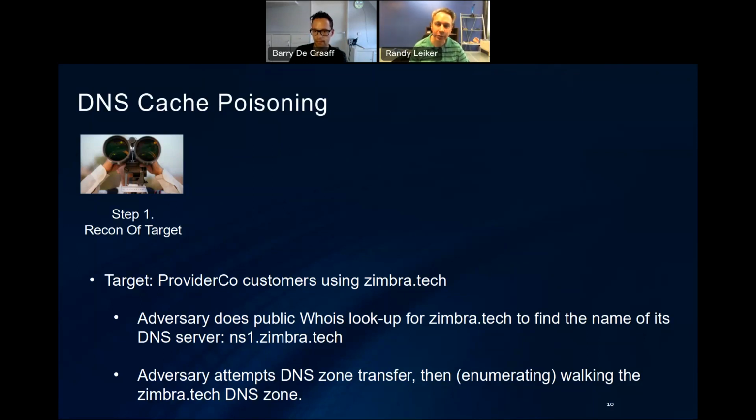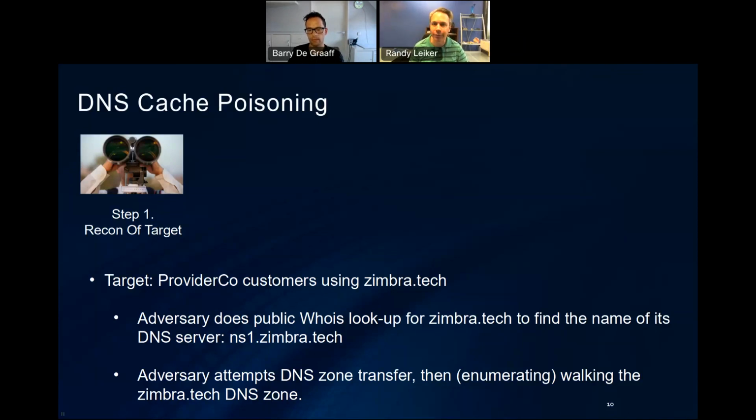So the adversary next resorts to educated guessing by performing queries for many commonly used names that might be set up for Zimbra.tech, basically to effectively walk the zone, or in other words, discover as many DNS records as possible for Zimbra.tech. So the adversary will use this guessed information to clone the DNS records for Zimbra.tech on his own DNS server, but instead will alter those IP addresses of those cloned records to direct traffic to a server under his control.